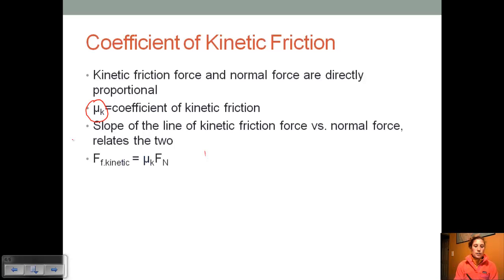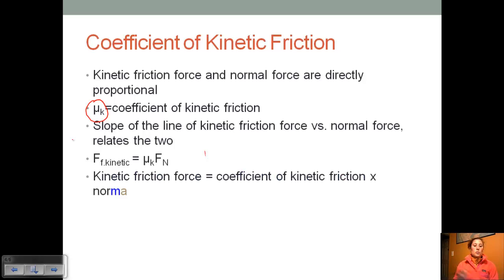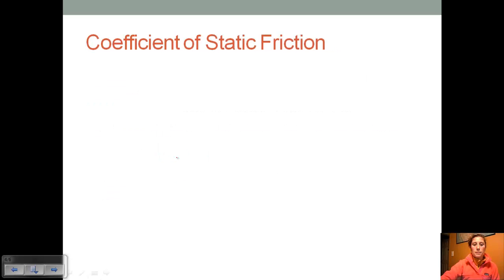So force due to kinetic friction is equal to mu sub k, the coefficient of kinetic friction, times the normal force. In words, kinetic friction force is equal to the coefficient of kinetic friction times the normal force. If you wanted to put this equation on your note card, you could definitely do that.